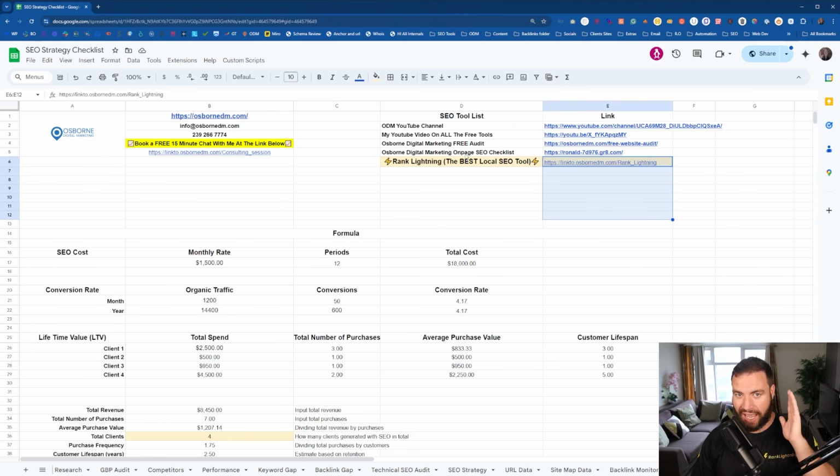Now you'll know how to get that ROI return evaluated so you can sit down with a client and make sure you get them happy and keep them on board.